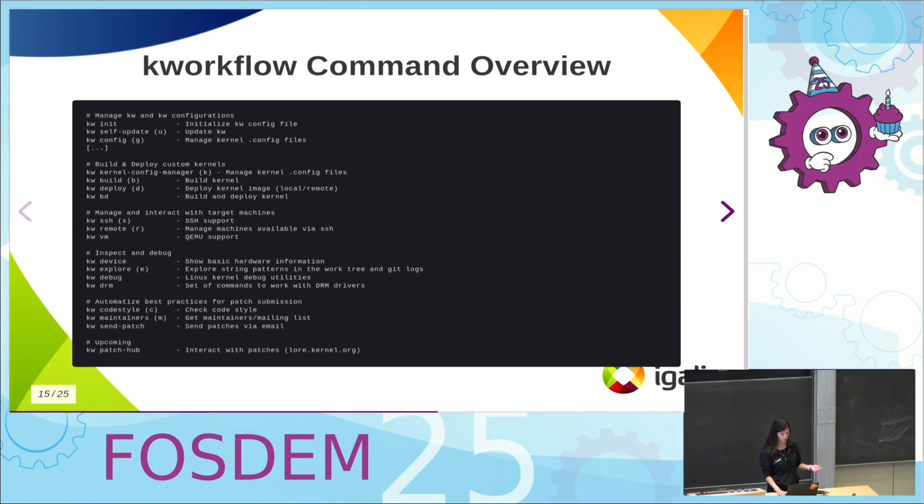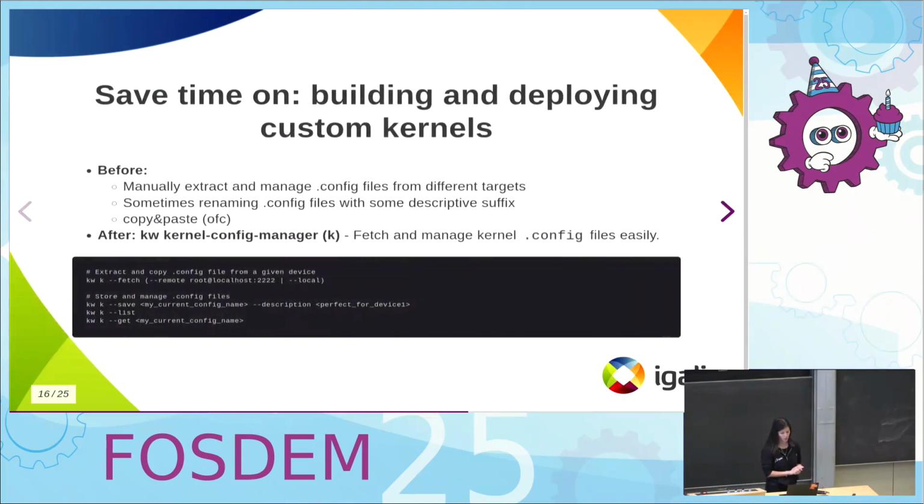We can ensure that you are sending the patch to the list of recipients and mailing lists for this change, that is, who needs to know about it. And then the upcoming one, that is Patchwork. So how can you save time with Kworkflow when you are building and deploying a custom kernel?